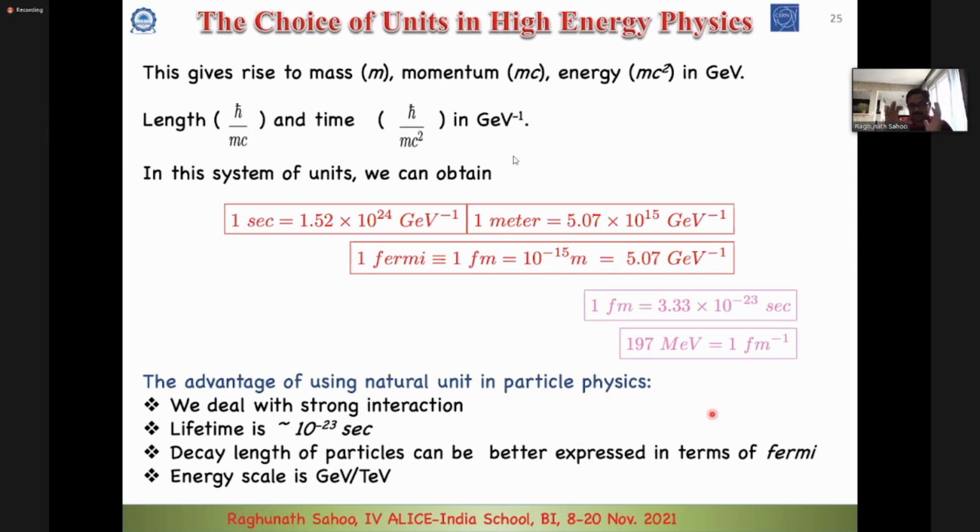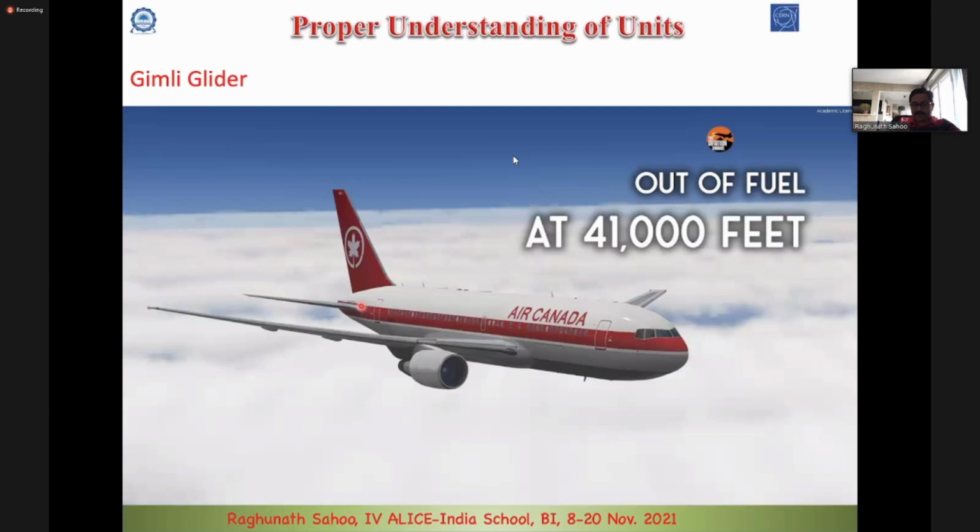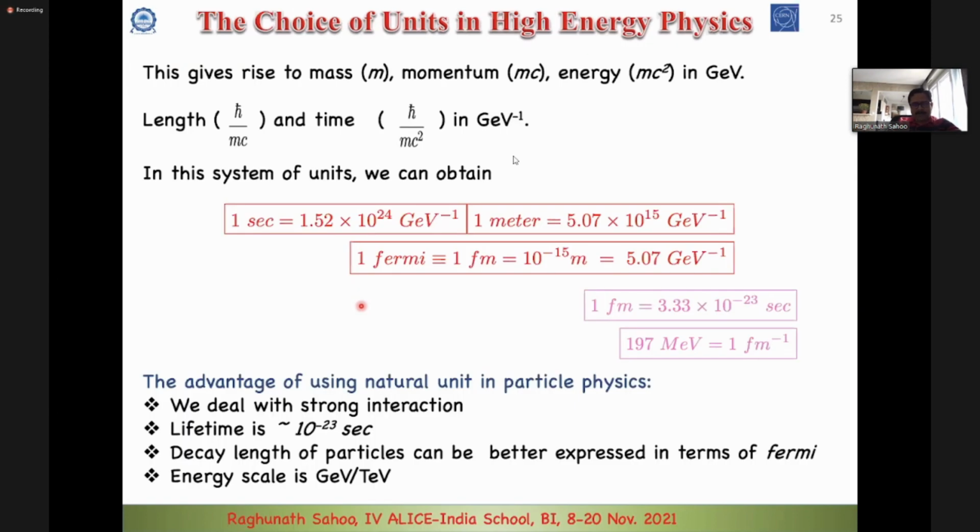So this gives a physical feeling. This natural unit gives a physical feeling of dealing with strong interaction dynamics. And the energy scale is GeV and TeV, because taking the de Broglie equation, what I explained to you in my first class, if you calculate the energy requirement to probe the inner structure of the proton, this also takes you to the GeV scale. So the scale also matters in having a choice of natural unit. Fine. This choice of unit is very important, and somebody might make a mistake.